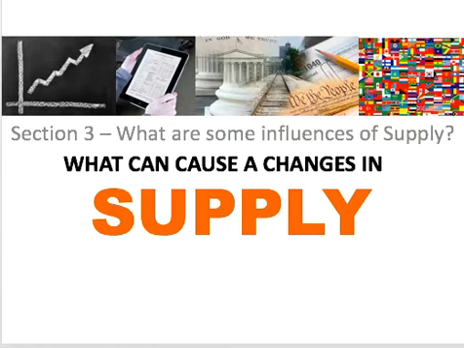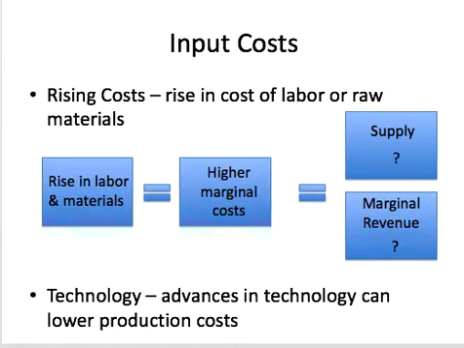In this video of Section 3 of Chapter 5 Supply, we are going to discuss different influences that affect the supply. So up to this point, we have reviewed what is supply, we've looked at some changes that can take place, and now we're focusing on what are the influences that really affect supply. So, first thing we'll look at is input costs.